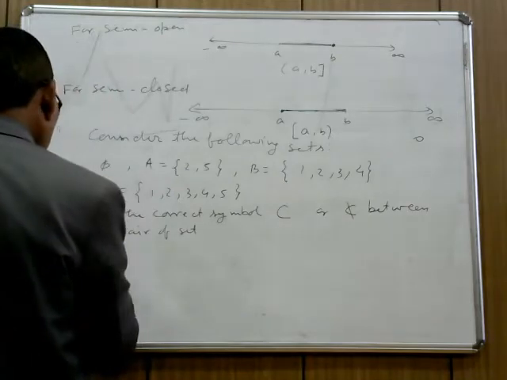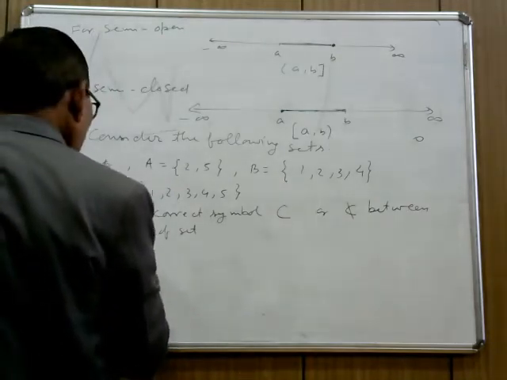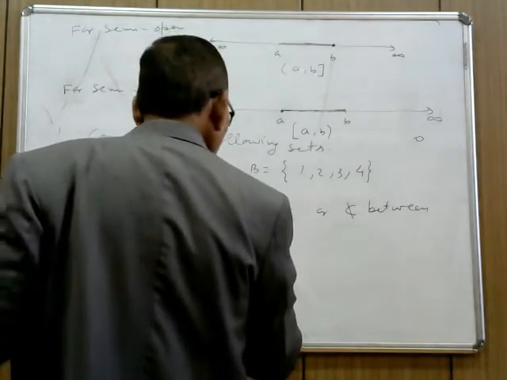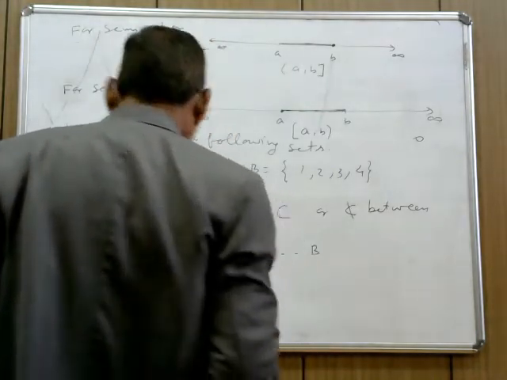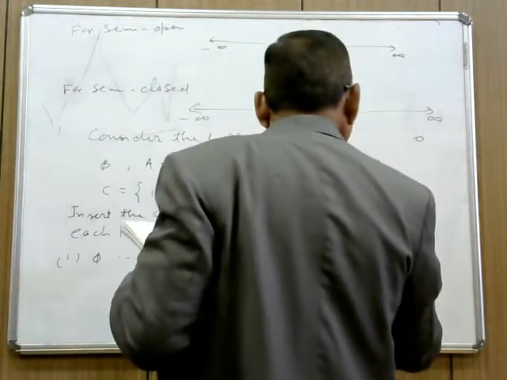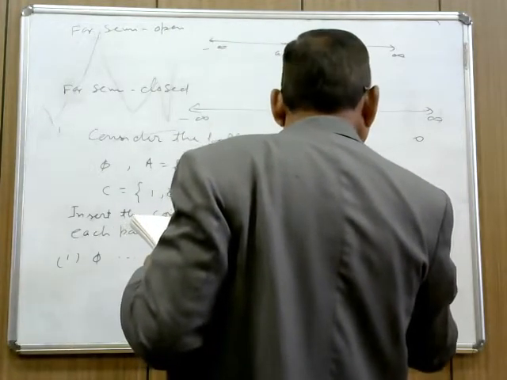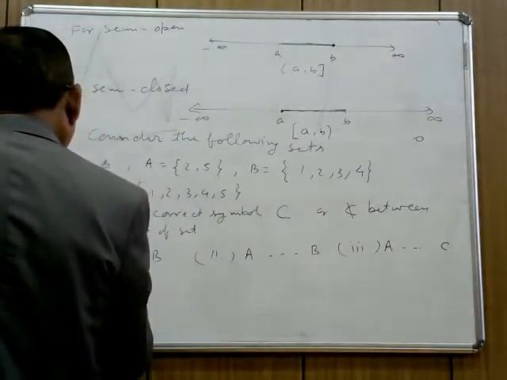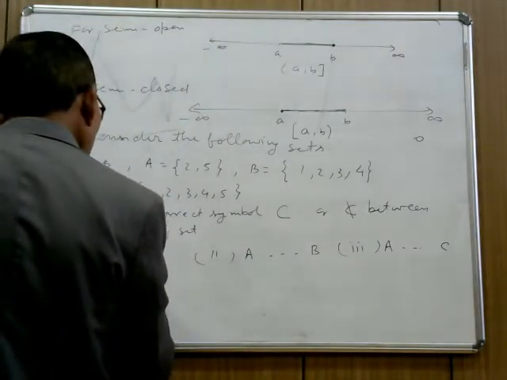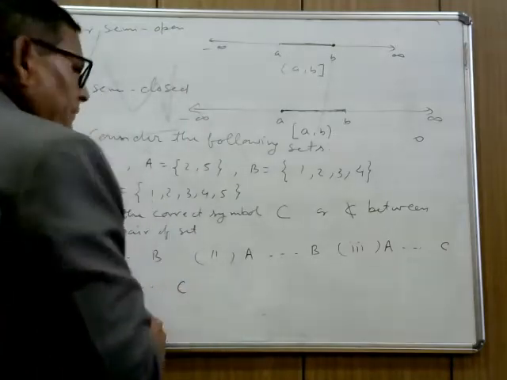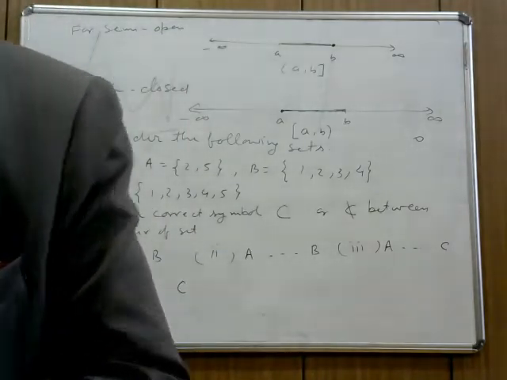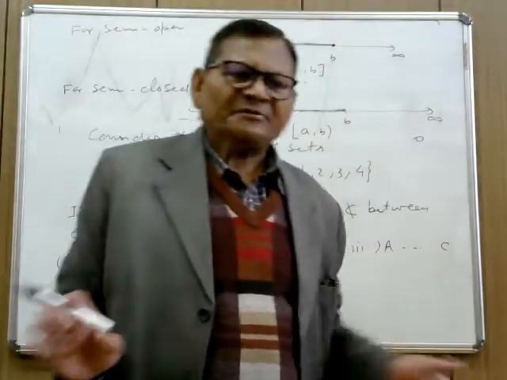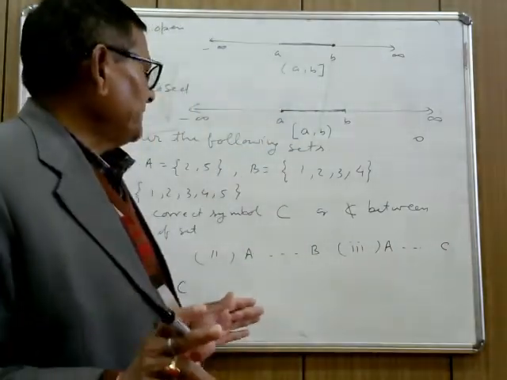First, phi and B, second, A and B, third, A and C, fourth, B and C. Now this question is based on is subset of or is not subset of.